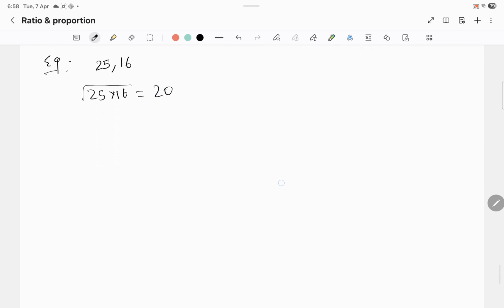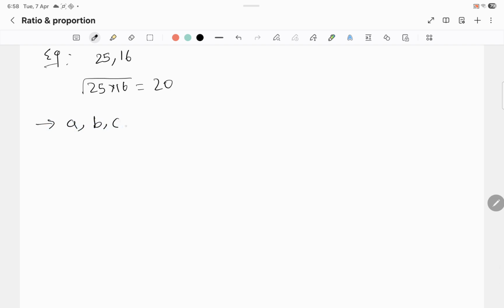Then the fourth proportion. If four numbers A, B, C, D are in proportion, means A by B is equal to C by D. Now AD is equal to BC. Suppose if they ask about the fourth proportion, D is equal to BC by A. That's all. Third proportion means we want C. C is equal to AD by B. We need to solve like that.